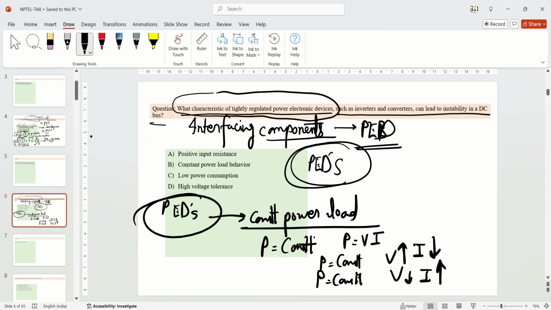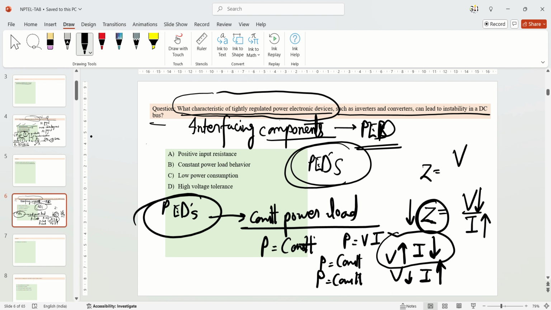You can replicate this with the impedance behavior, V by I. Suppose Z is there, and the voltage is going down. In this case, the current will go up, so Z will go down. In the second case, Z is equal to V by I, if the voltage is increased, the current will go down. This is the behavior where Z is increasing. This phenomenon implies the impedance behavior, which I will show in a future slide, whether it is positive or negative.